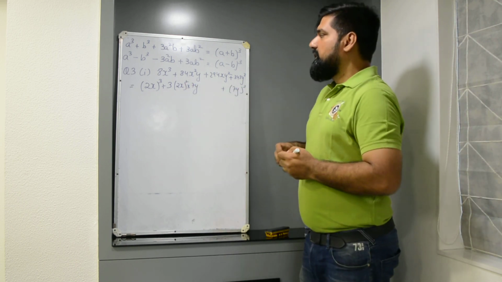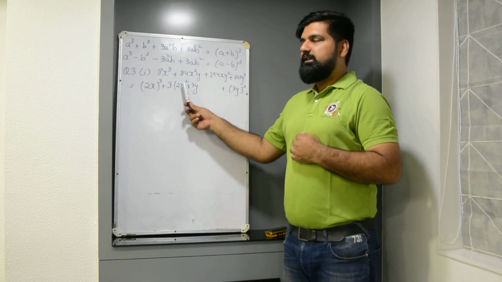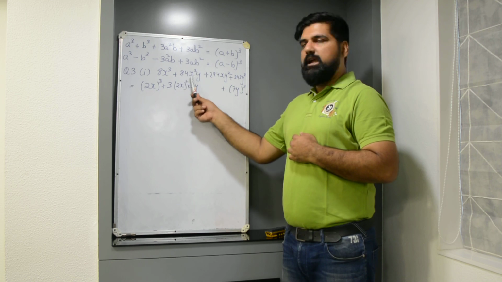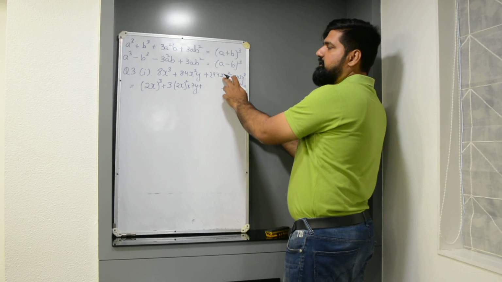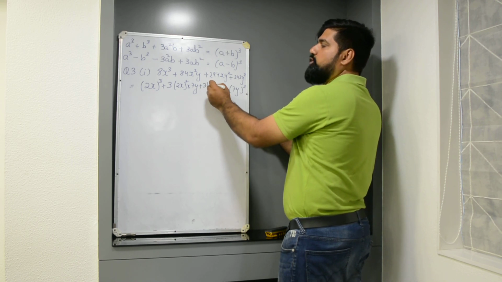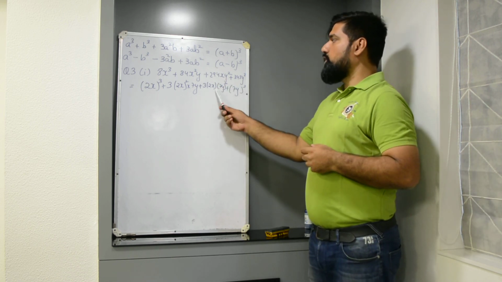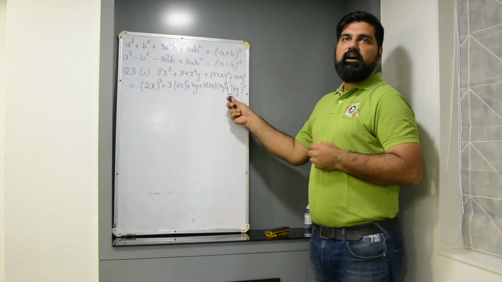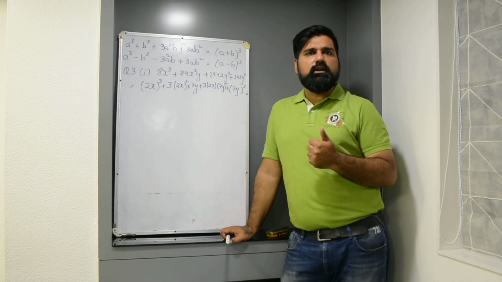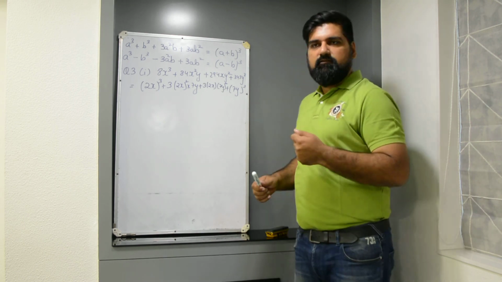Just check, my friends. 3 into (2x) square, that is 3 into 4 is 12. 12 into 7 is 84. So it will come out to be 84x square y. In the same way, this 294xy square can be written as 3 into 2x into (7y) whole square, because it is 3ab square. 7y whole square is 49y square. 49 into 6 is equal to 294xy square.